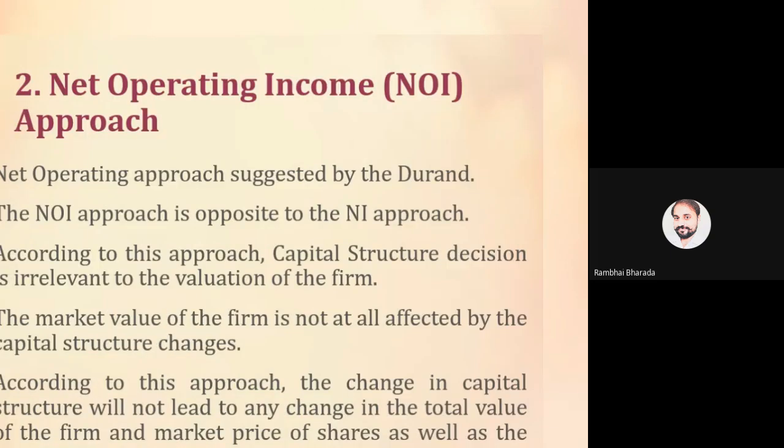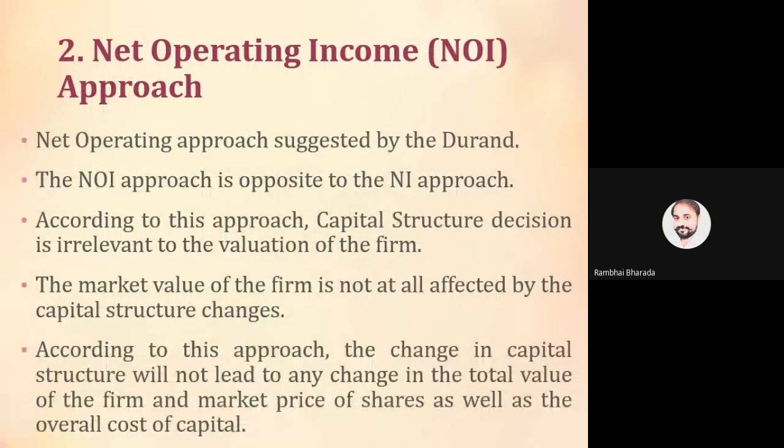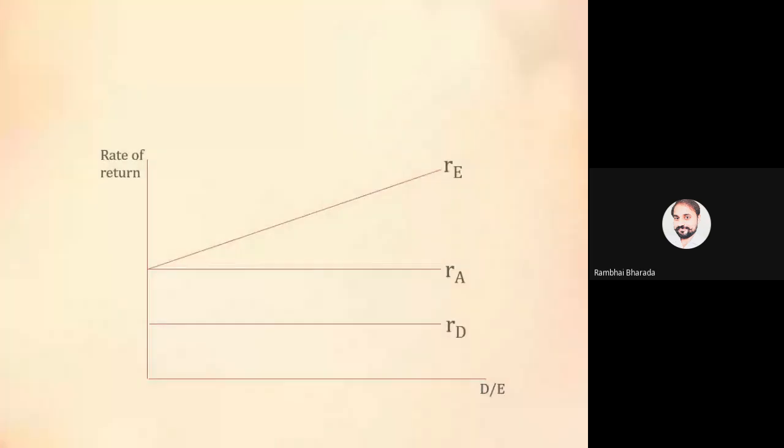Then after, we completed the second theory, that is NOI, net operating income. It is again an irrelevance theory, given by David Durand. And according to this theory, there is no relation between capital structure and market value of the firm. And the core of this theory is that as the company uses more debt capital, it will increase the risk perceptions of shareholders. So the cost of equity will increase with the use of more debt.